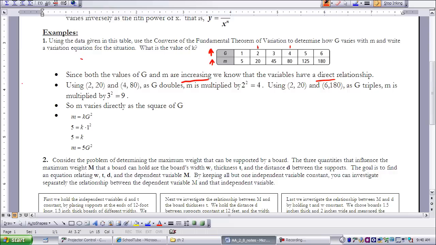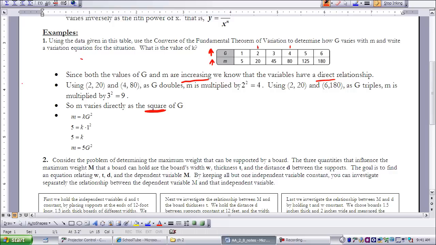I'm going to use (2, 20) again, but now I'm going to take (6, 180). So when I take 2, I'm tripling it to get to 6. But in order for 20 to get to 180, I'm not tripling it. I'm multiplying 20 times 9 to get to 180. So that tells me that m varies directly as the square of g, because when my independent variable is doubled or tripled, my value of m is squared. Doubled squared would be times 4, or tripled squared would be times 9.